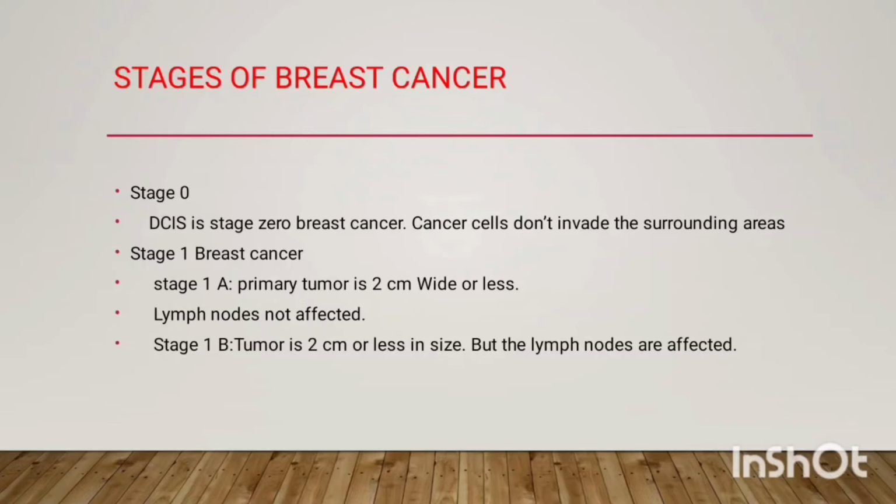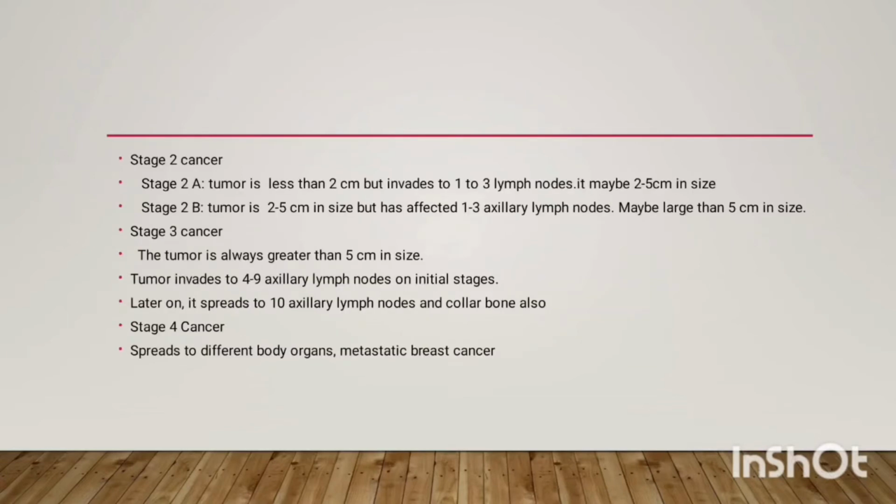Stage 1A. In this case, the primary tumor is 2 cm wide or less and lymph nodes are not affected. In stage 1B, the tumor size is 2 cm or less, but the lymph nodes are affected. In stage 2 cancer, there are two divisions, stage 2A and stage 2B. Stage 2A tumor is less than 2 cm but invades 1 to 3 lymph nodes.